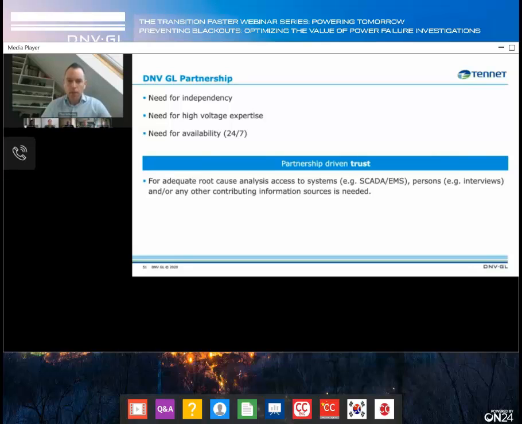Well, the partnership that we have with you is really trust-driven. And that's also very important because as a client, we need to give you access to specific systems. I mentioned the SCADA EMS system, for example, but also when there's a need for you to interview persons within the company. So we really have to be transparent towards you, but that requires a trust basis to be in place in order to get that done. So that's also something that we really appreciate in our partnership with DNV-GL.